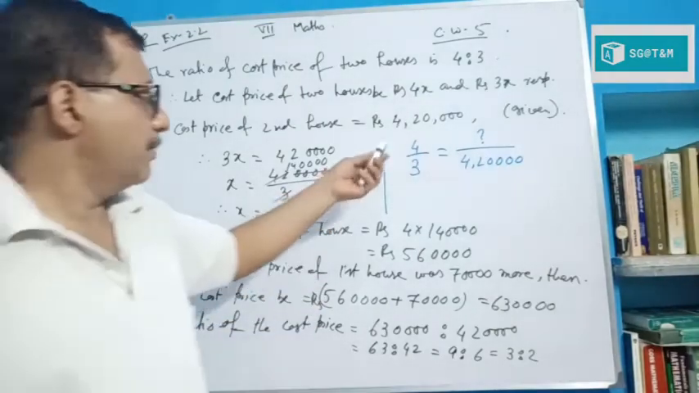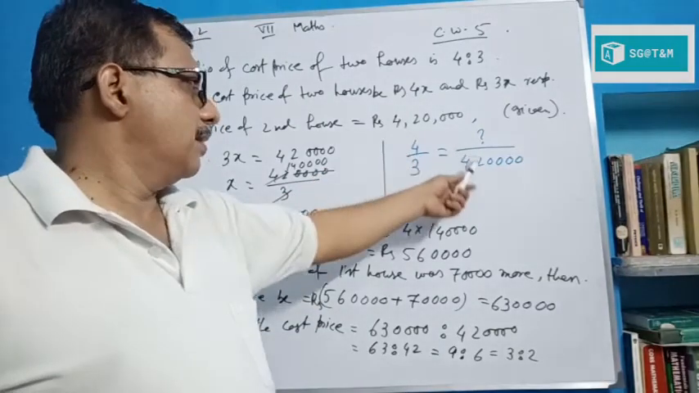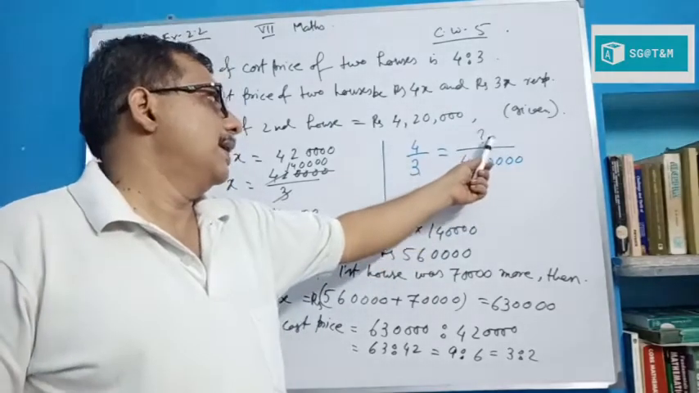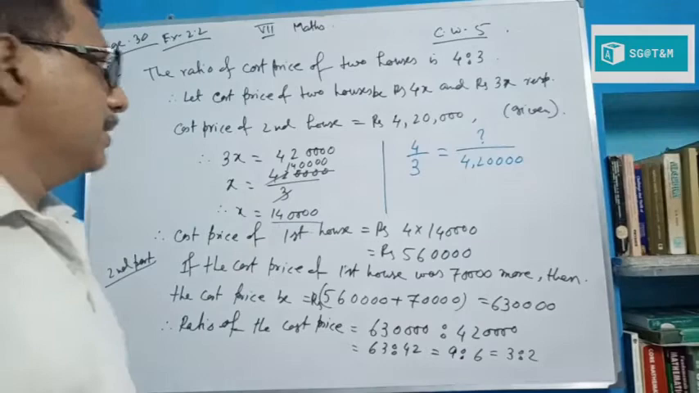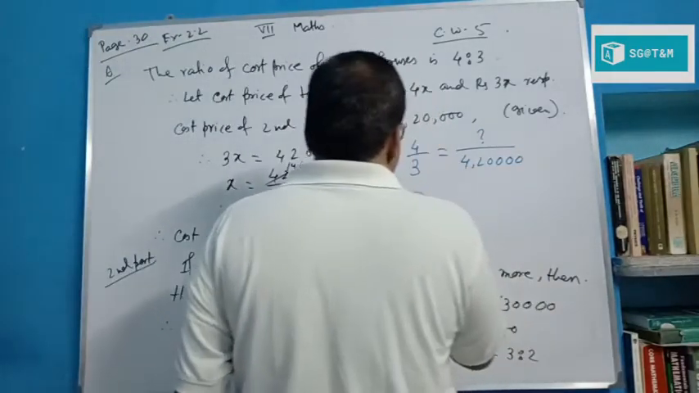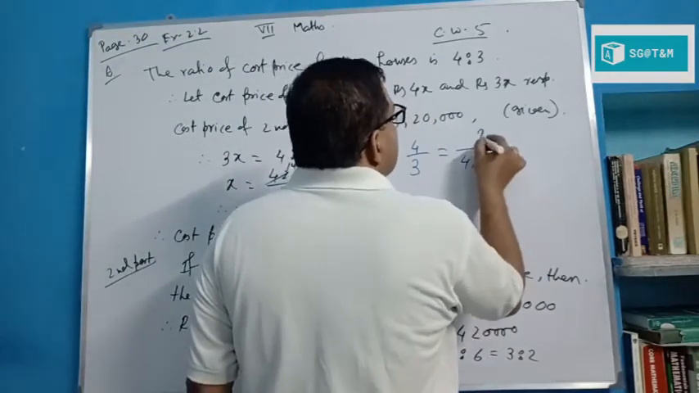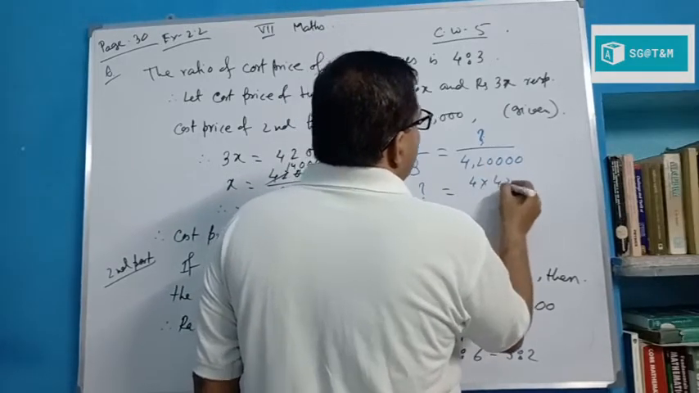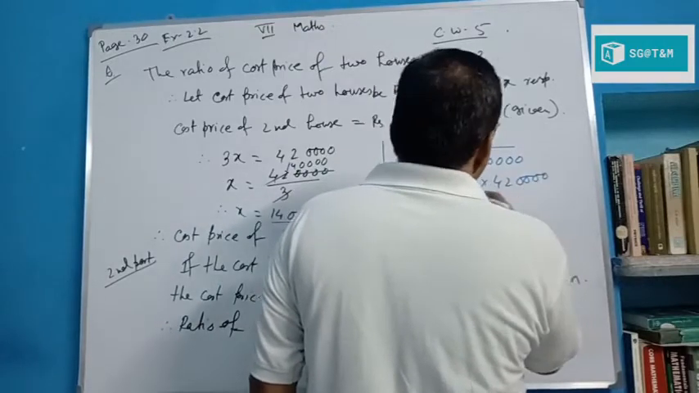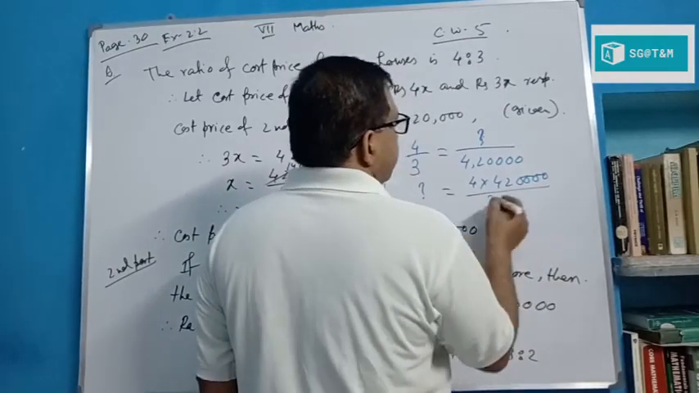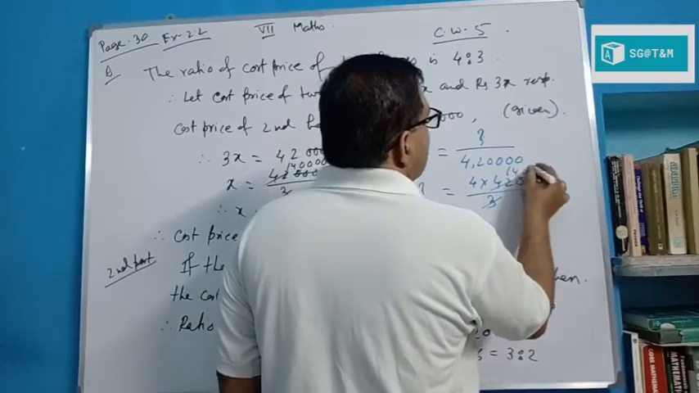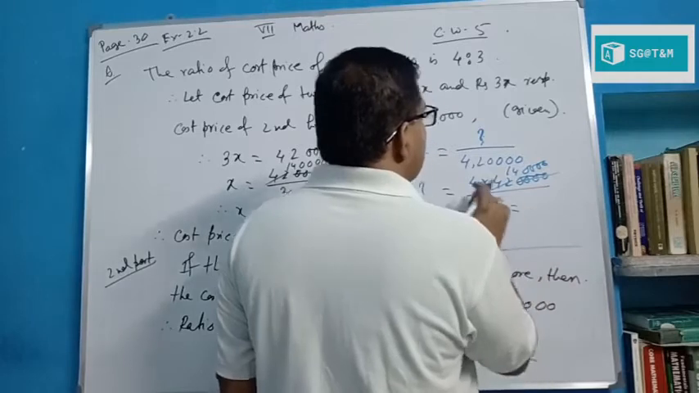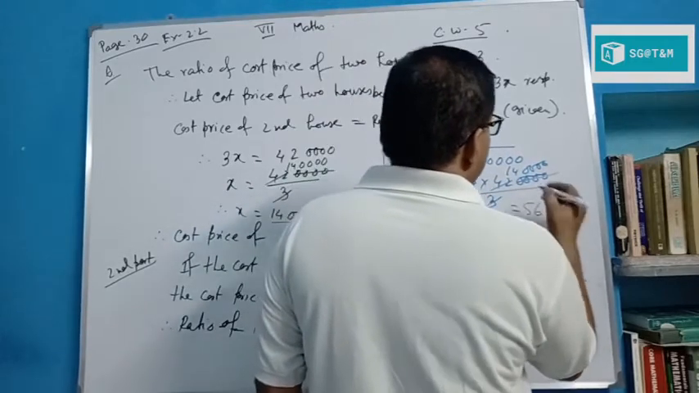Or in this way also you can find: 4 by 3 is equal to how much by 4,20,000. That means we have to find out this number. The question mark is 4 into 420 by 3, which is 140. So the question mark is nothing but 4 into 140, that means 560.